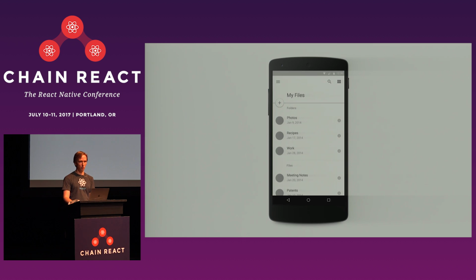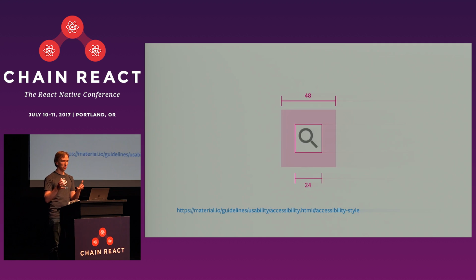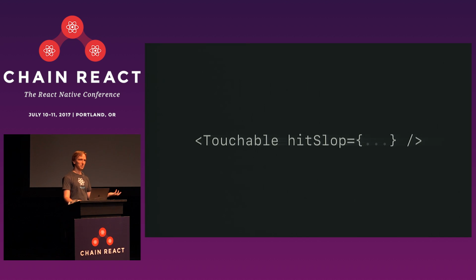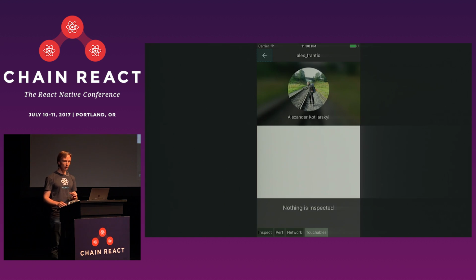So the way mobile platforms overcome this issue is that they make the touch target of the icons and buttons much larger than they appear. So this is an example from Google Material Design, where the touch target is 4 times as big as the icon itself. React Native supports all of that. You can set hitSlop on your touchable components to make sure that they're easily accessible. React Native also ships with a touchables inspector. So if you turn on the inspector and this option, it will highlight all touchables with their hitSlop, so you can see directly how big they are.